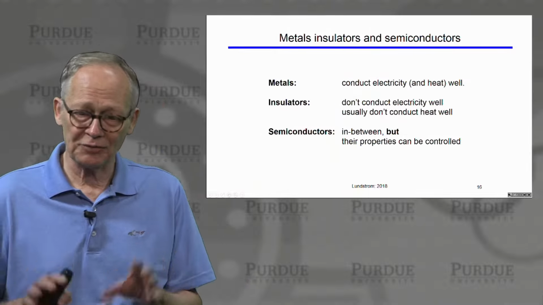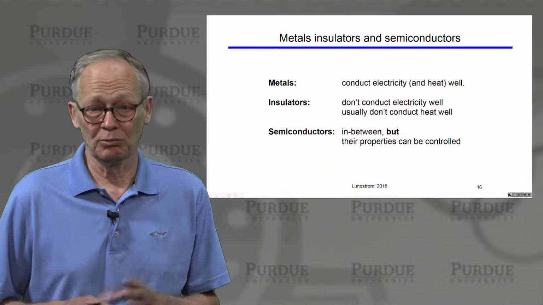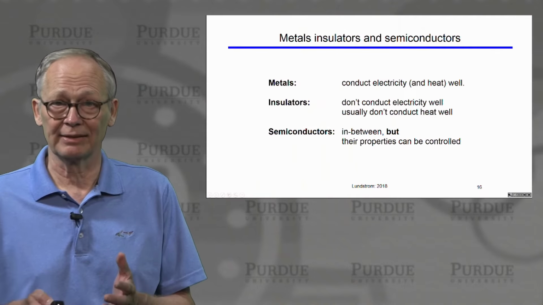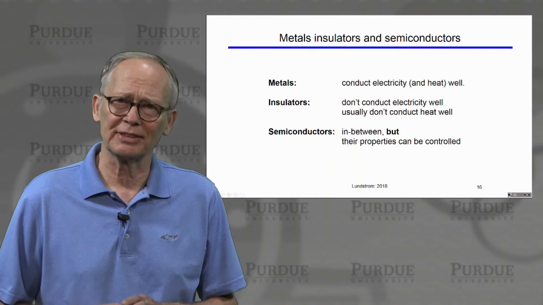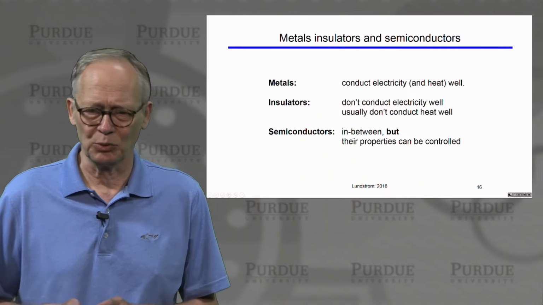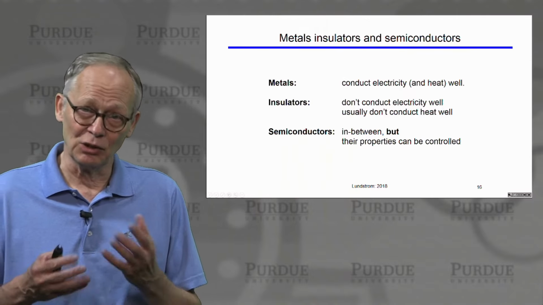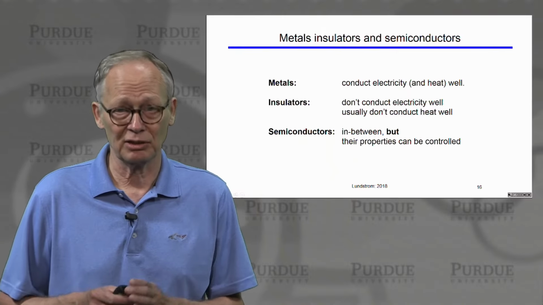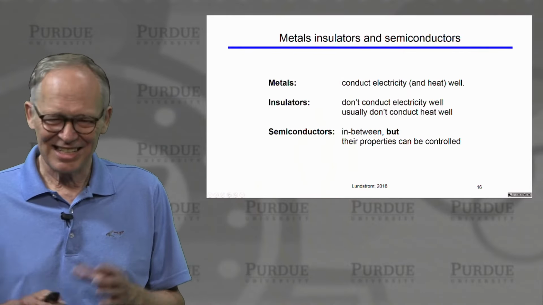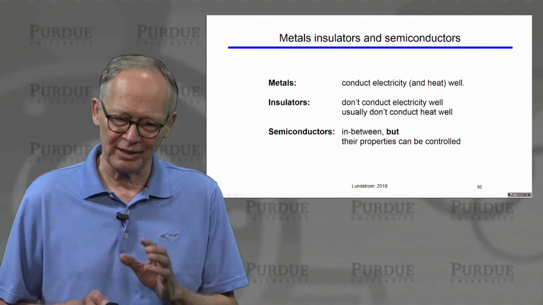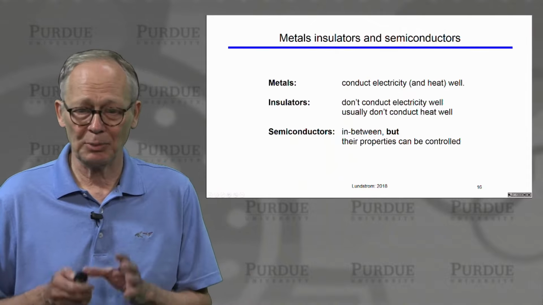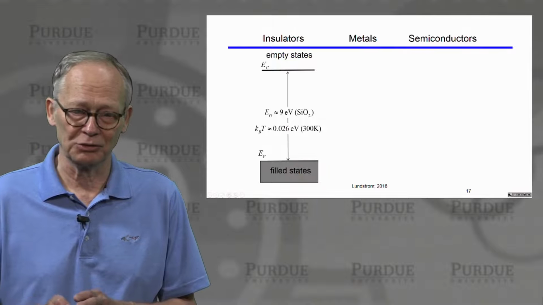Okay, we now have the background that we can understand what makes a metal, what makes an insulator, and what makes a semiconductor. You'll recall metals conduct electricity well. They usually conduct heat well also. Insulators don't conduct electricity well, and they usually don't conduct heat very well either. Semiconductors are somewhere in between. But the very important property they have is that their properties can be reproducibly controlled.